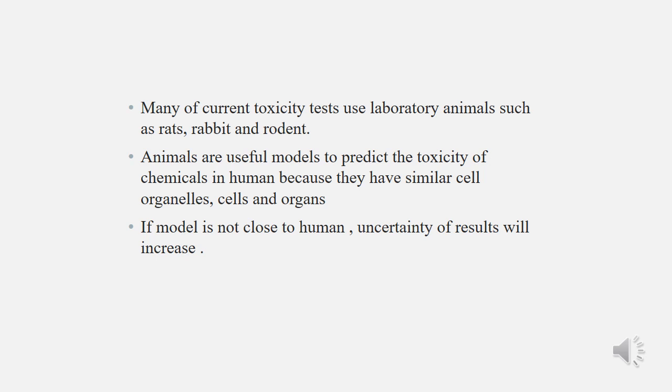Many of the current toxicity tests use laboratory animals such as rats, rabbits, and rodents. Animals are useful models to predict the toxicity of chemicals in humans because they have similar cell organelles, cells, and organs. If the model is not close to human, the uncertainty of results will increase.